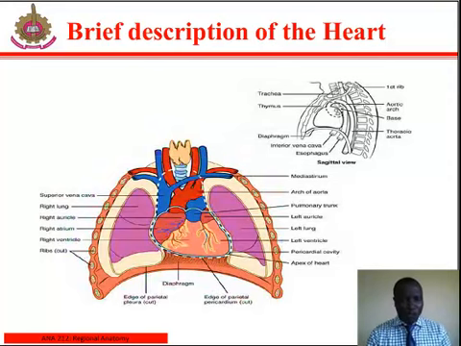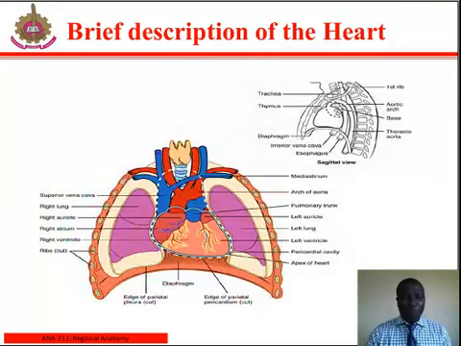Let's see the 4 surfaces of the heart. We have the anterior, that is the sternocostal surface, which is formed mainly by the right ventricle. We have the diaphragmatic or inferior surface, which is formed mainly by the left ventricle and partly by the right ventricle. It is related to the central tendon of the diaphragm.